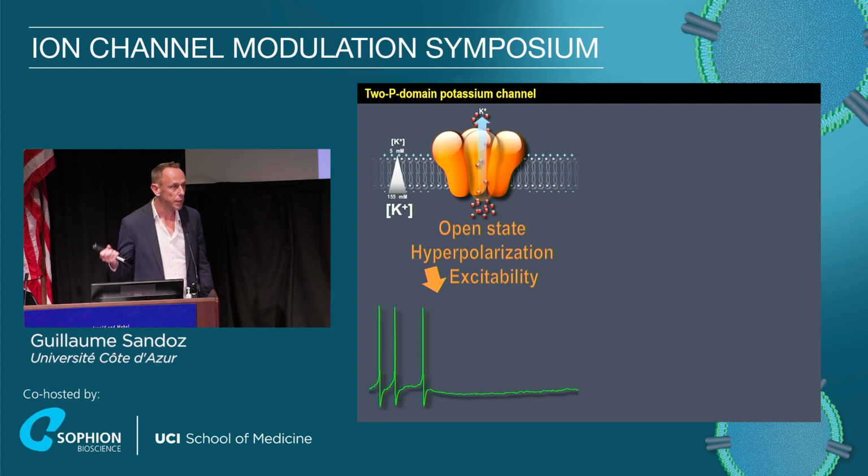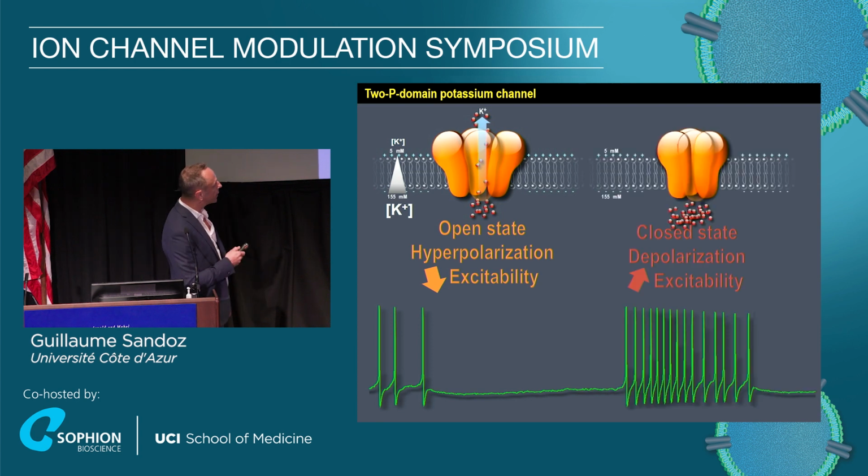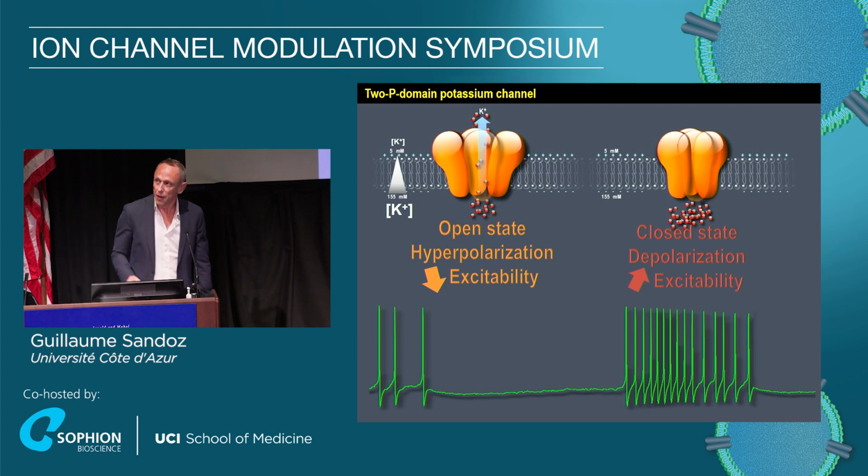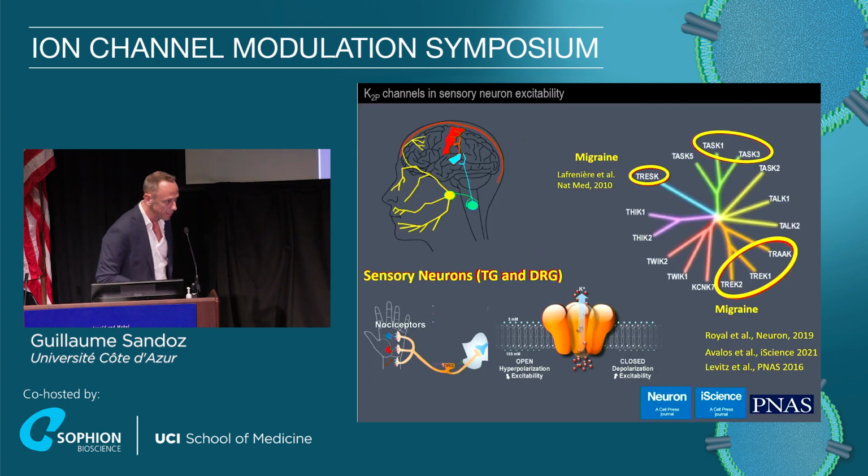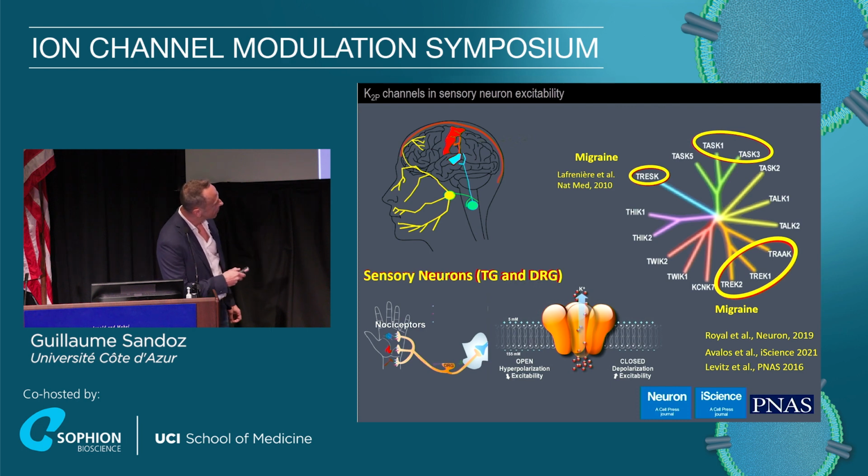If you have a stimulus that will hit the channel, this will induce the closing of the channel, and what you will get is a depolarization and an increase of the cell excitability. 15 genes in humans have been found to encode for this potassium channel family that we can class in 6 subfamilies, but today I will focus on the ones which are expressed in the nociceptors. The ones which are expressed in nociceptors are the TASK channel members, TASK 1 and TASK 3, the TREK channel members, TREK 1, TREK 2, and TRAAK, and TRESK.